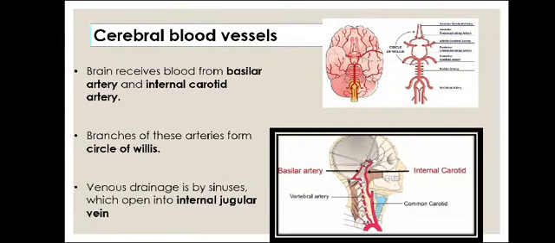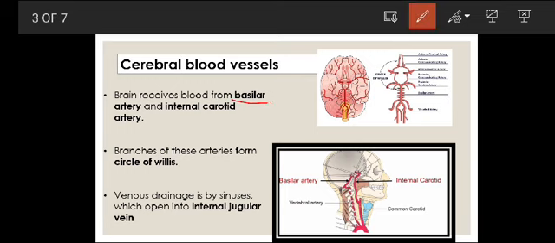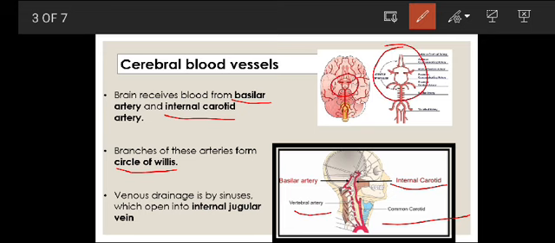The brain receives blood from the basilar artery and the internal carotid artery. The basilar artery is formed from the vertebral arteries, and the internal carotid artery from the common carotid artery. The branches of these arteries form the circle of Willis. Here you can see the circle of Willis. Venous drainage is by sinuses, which open into the internal jugular vein.